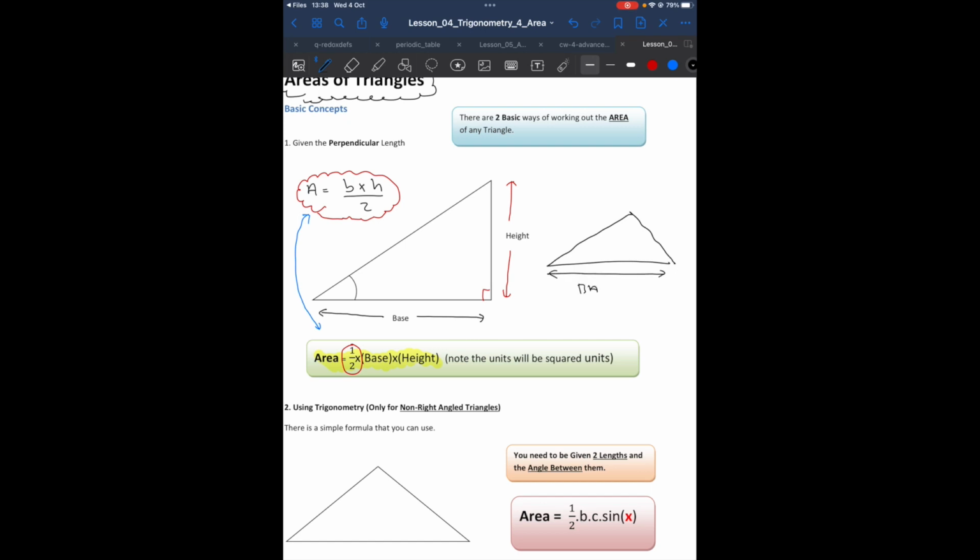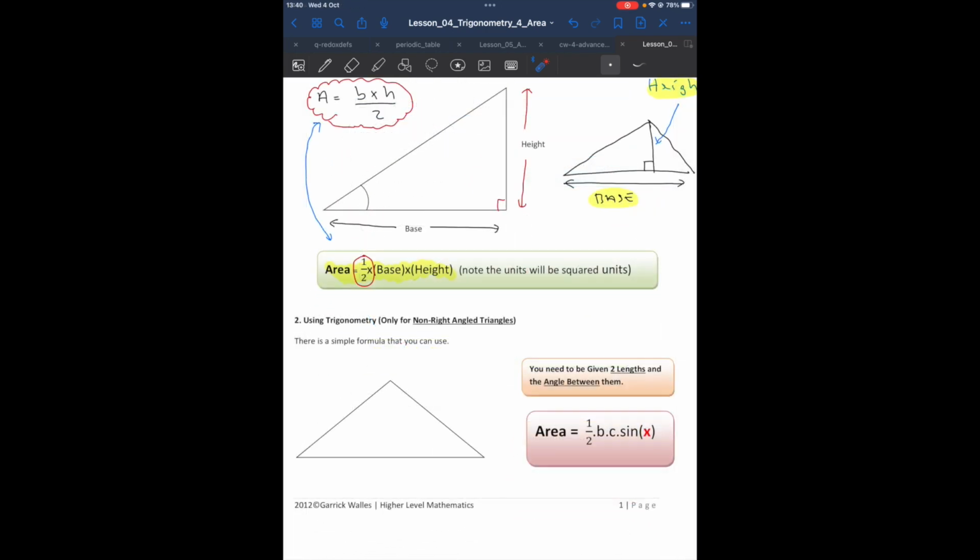The perpendicular height is basically the height of the triangle from its vertex or its highest point. So this is the vertex of the triangle. If I draw a perpendicular line going down, in other words, a line that's at 90 degrees to the base, then this length here is what you call the height of the triangle. And it's these two lengths, the base and the height, that go into this formula to work out the area of the triangle.